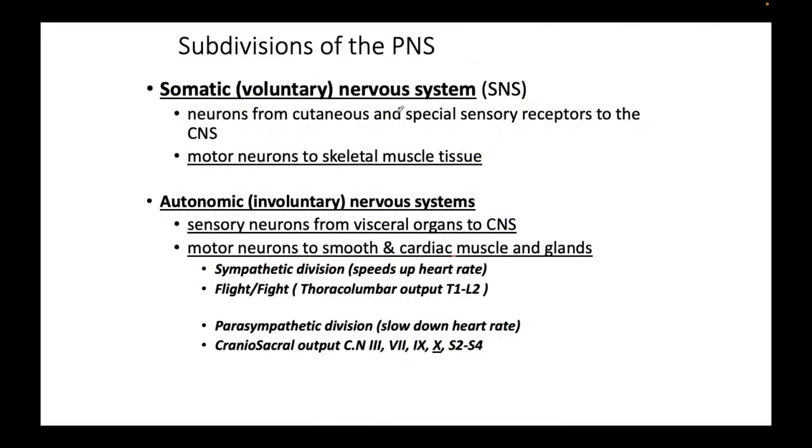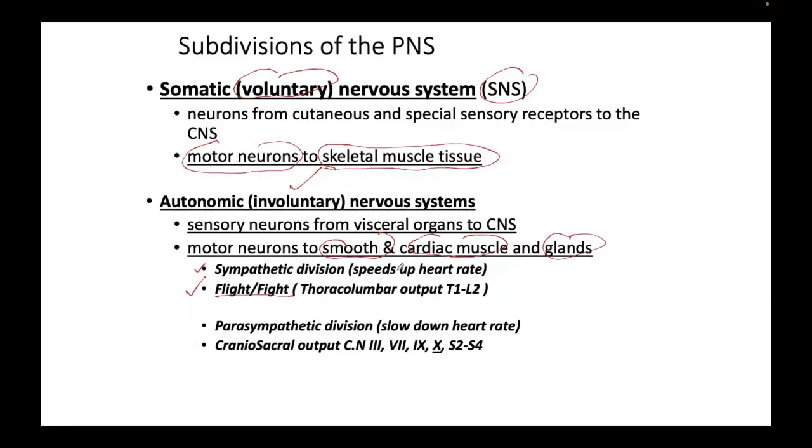So the somatic, when we think of the SNS, the somatic nervous system, this is voluntary. You have conscious control over the motor neurons to your muscles, especially your skeletal muscles. Whereas the autonomic sounds like automatic, it's involuntary. This is going to involve motor neurons to your smooth muscle, to your cardiac muscle, and to your glands. And sympathetics are your fight and flight response.